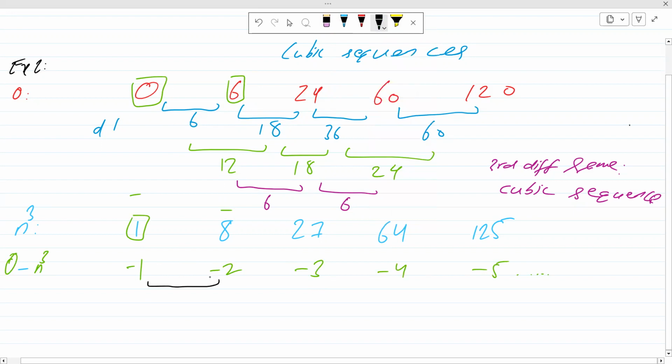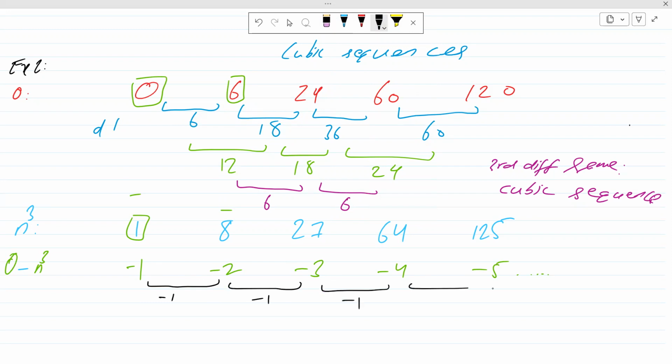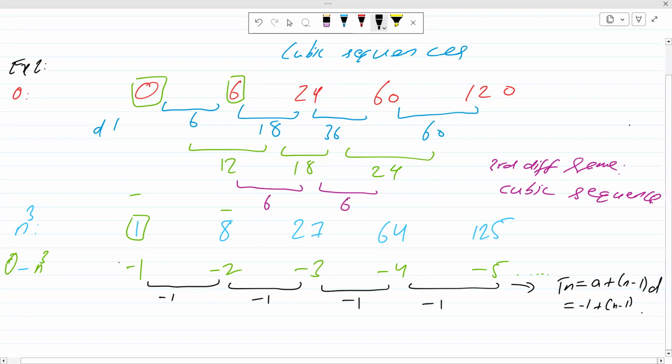So we can find the general term for this sequence. This is obviously a linear sequence. You can see always the difference is minus 1. So that is very simple to find. For this part, Tn is equal to a plus (n minus 1)d. Very quickly we can do: a is the first term, minus 1, and d is the difference, minus 1. Simplify, minus n.